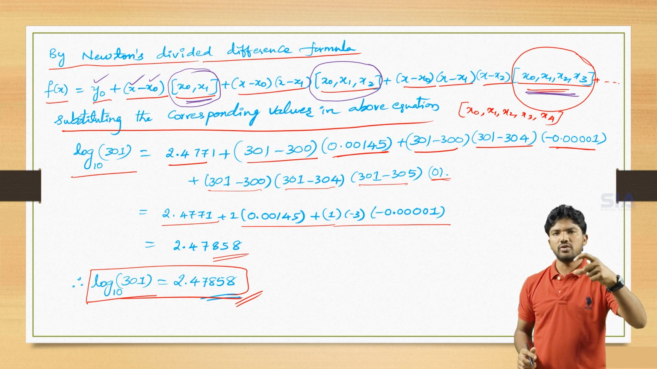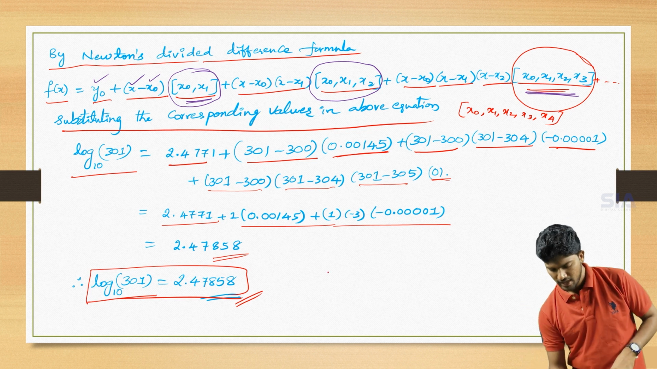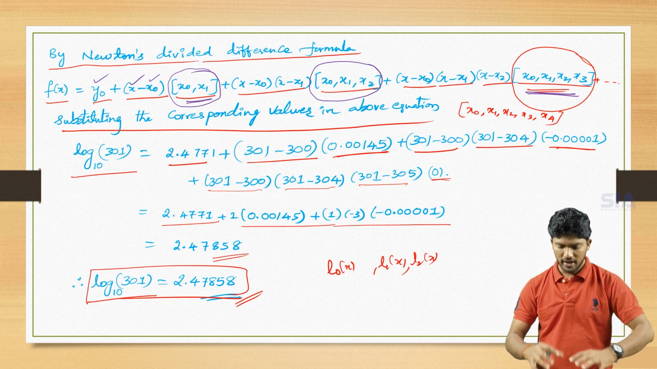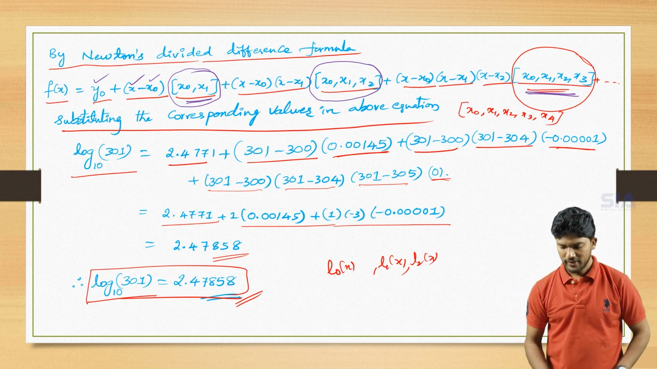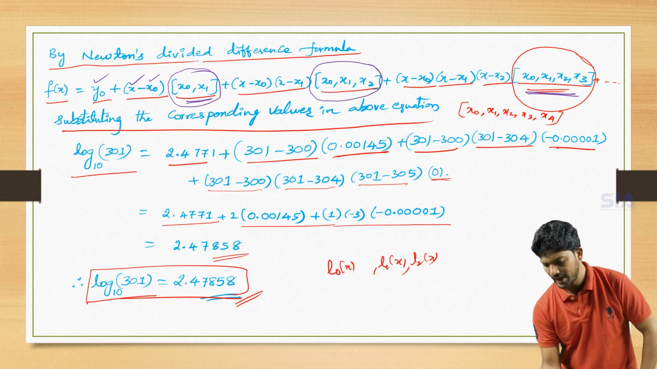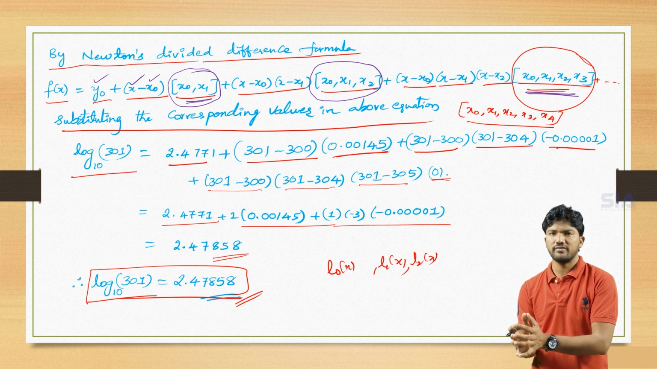If you add any new interpolation point, again you have to recalculate the formula, where L naught of x, L1 of x and L2 of x, you have to recalculate again whenever you add a new point. But in this formula, if you add another new point, you will get the fourth divided difference formula.